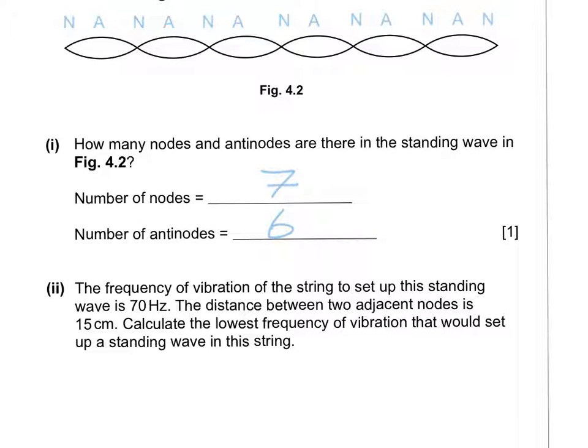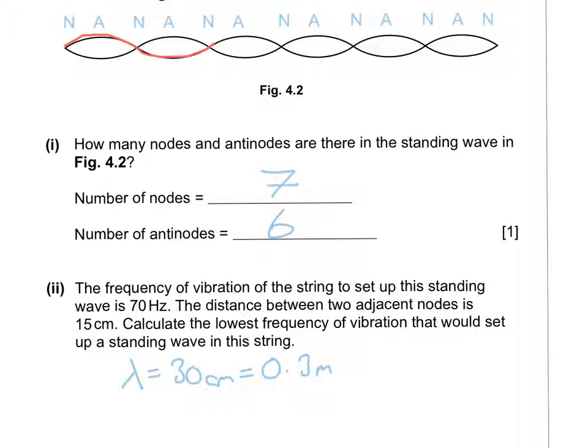Well, we can hopefully see that that's one cycle. And according to this information, if the distance between two adjacent nodes is 15 centimeters, then the wavelength must be 30 centimeters. So we have a lambda value for this original setup of 30 centimeters.